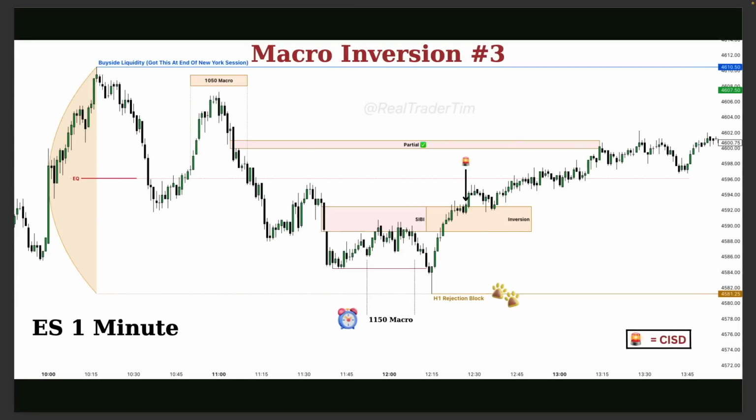And here we have another example of a macro inversion signature. So we have the 1150 macro we're looking at that sends us down to this hourly rejection block. This SIBI was utilized. It was the tool. It was the inefficiency that the algorithm used to send us to the key reference point, right? Like we mentioned in the previous slides, once we get that close above right here, that's the change in the state of delivery, making this a high probability inversion. And we expect this to support price. And as we see here, we don't even return to 50% of the inversion. That's the signature that you want to see to confirm that you're on side, all right?